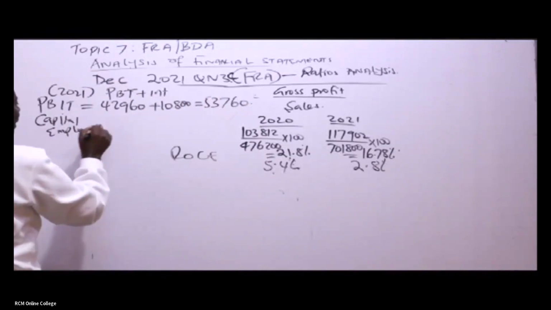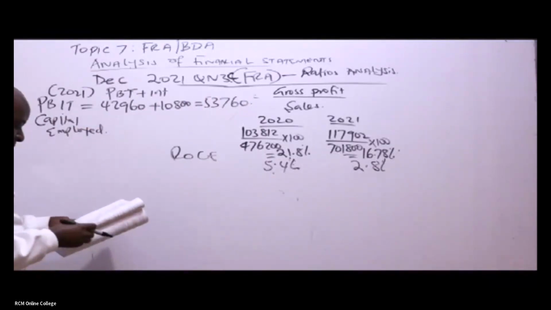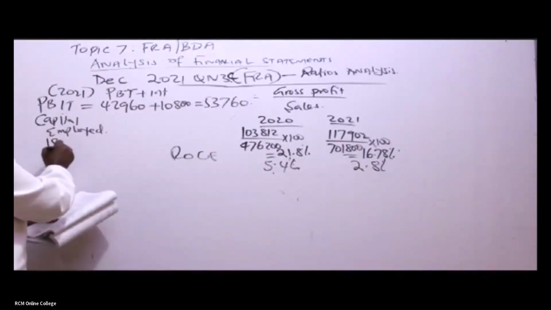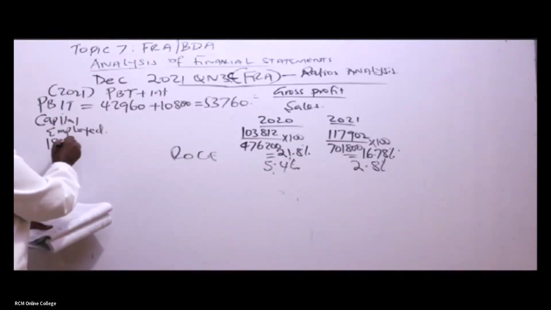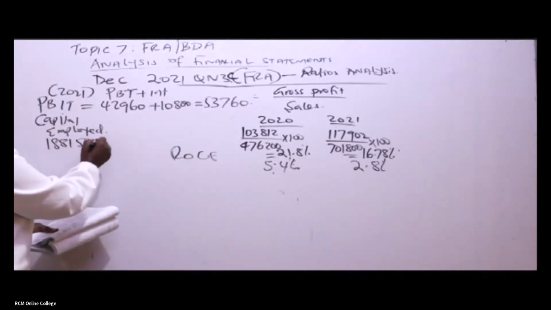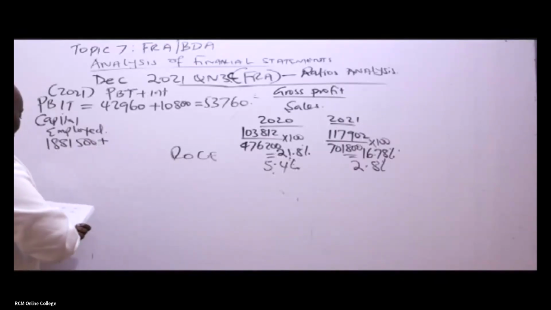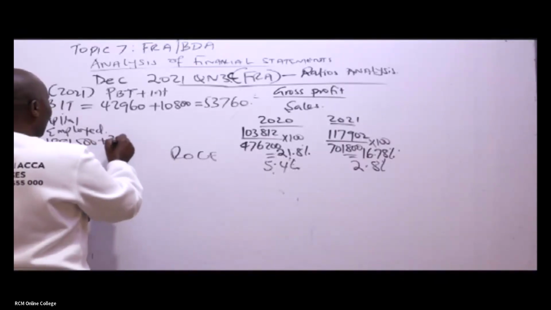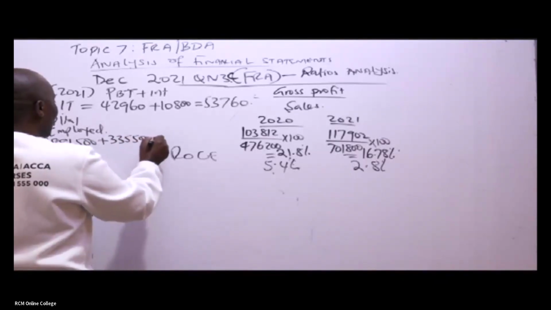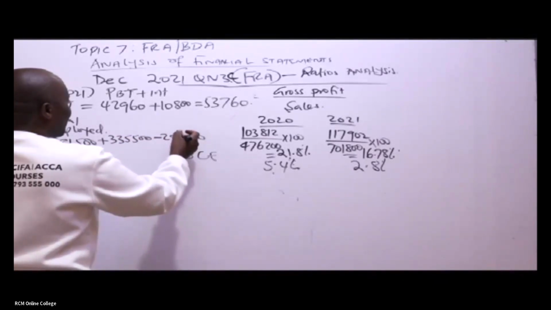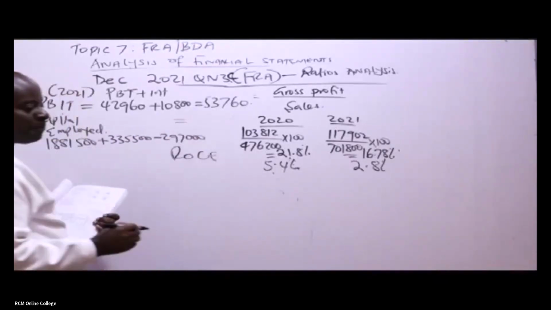So the capital employed in 2021, what do we have there, ladies and gentlemen? I hope you are able to see 2021. We have 181,500. These are non-current assets. Add the current assets for 2021, which are 335,500, and then you take away the current liabilities, 297,000. So somebody give me this figure.